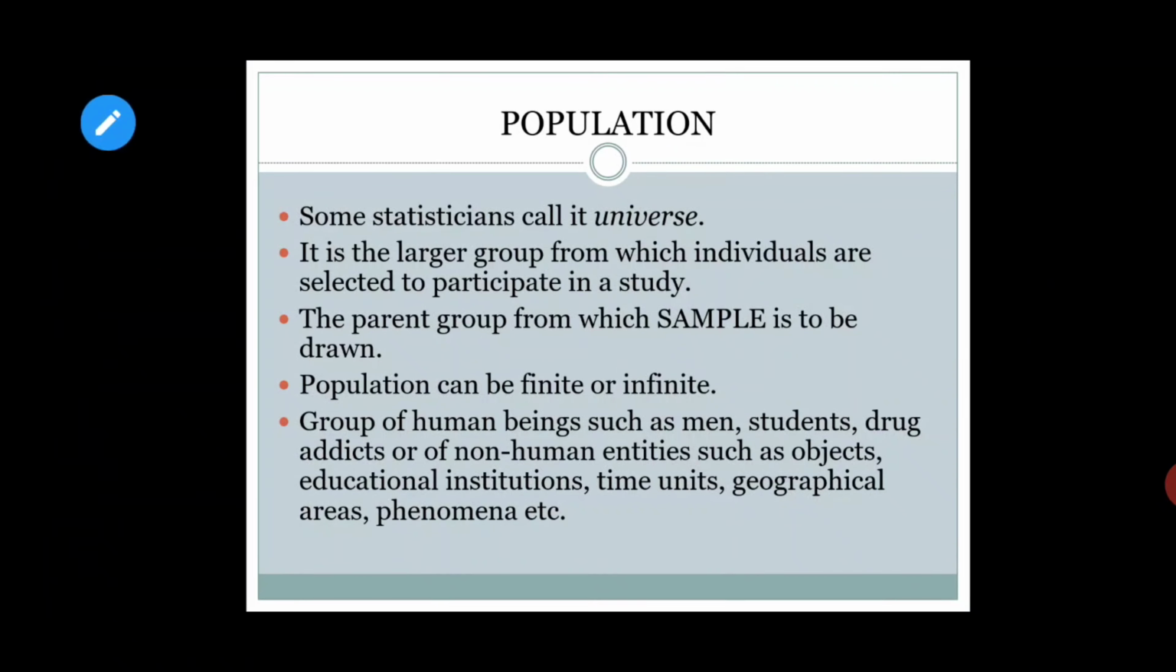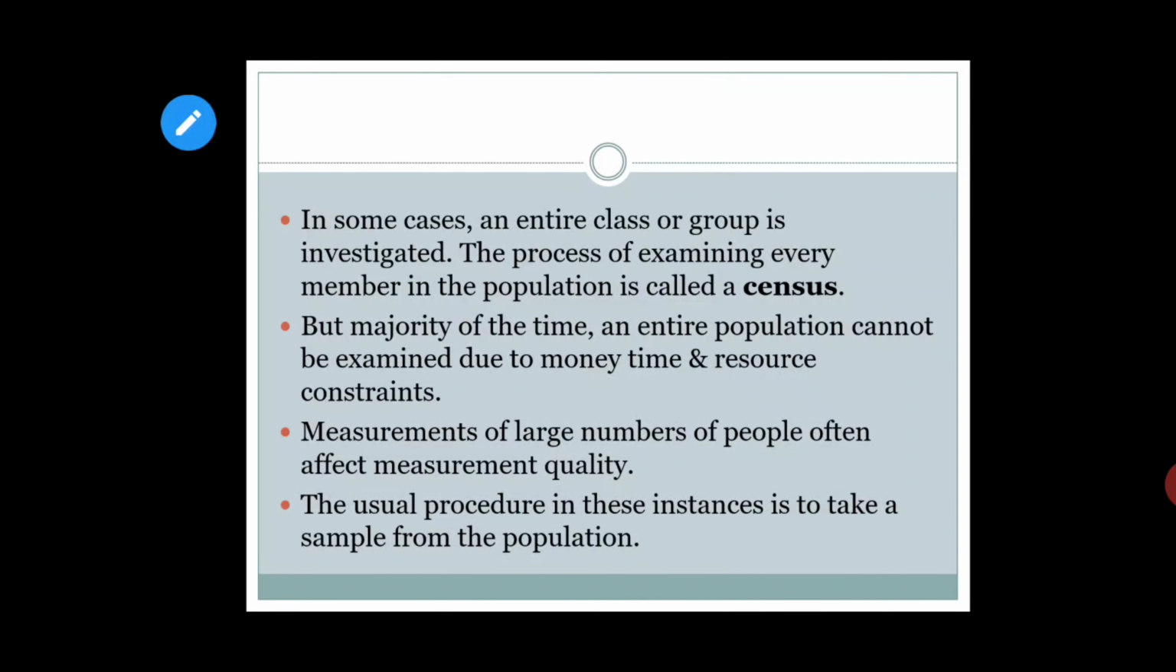Groups of human beings such as men, students, drug addicts, or of non-human entities such as objects, educational institutions, time units, geographical areas, phenomena, etc. are the different forms of population. So, I think you've heard of census. What is census? Census is the process of examining every member in the population.